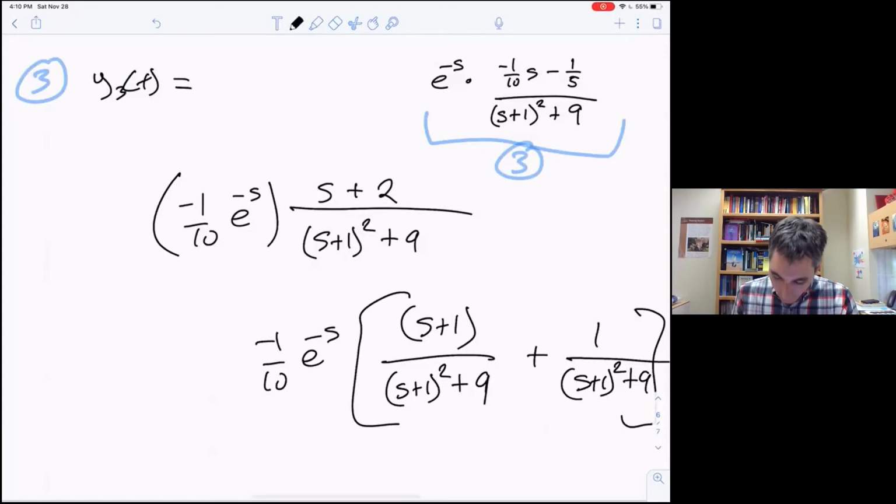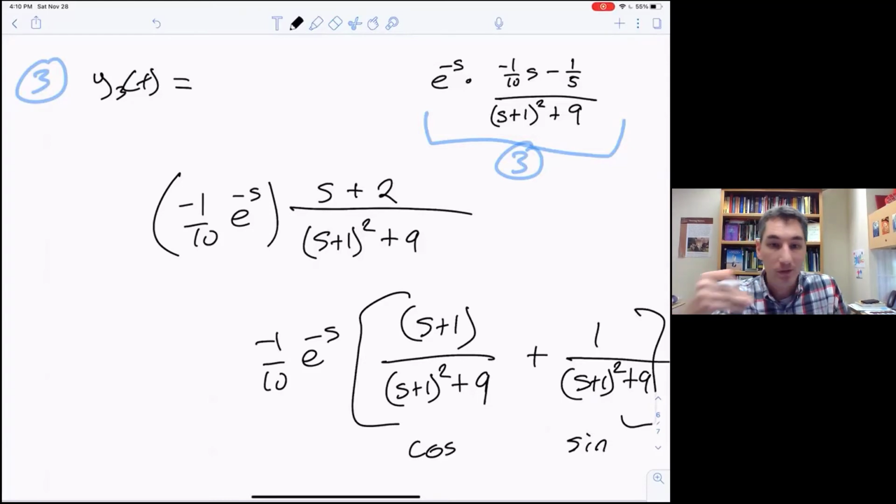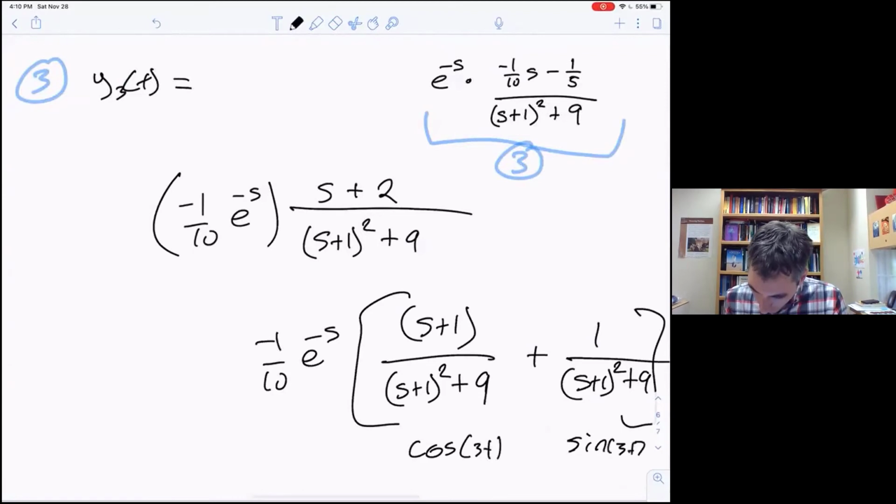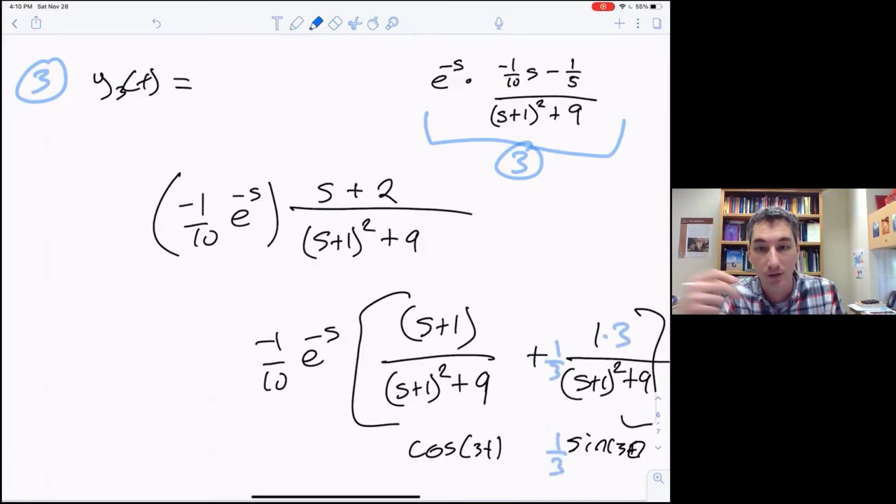All right, so this one looks like cosine, and this one looks like sine, right? So the generic form is s over s squared plus 9. That's cosine. It's like cosine of 3t, right? This will be sine of 3t. Although technically we should really have a 3 there, so we're going to need a 1/3. So that's going to be 1/3 sine of 3t, okay?